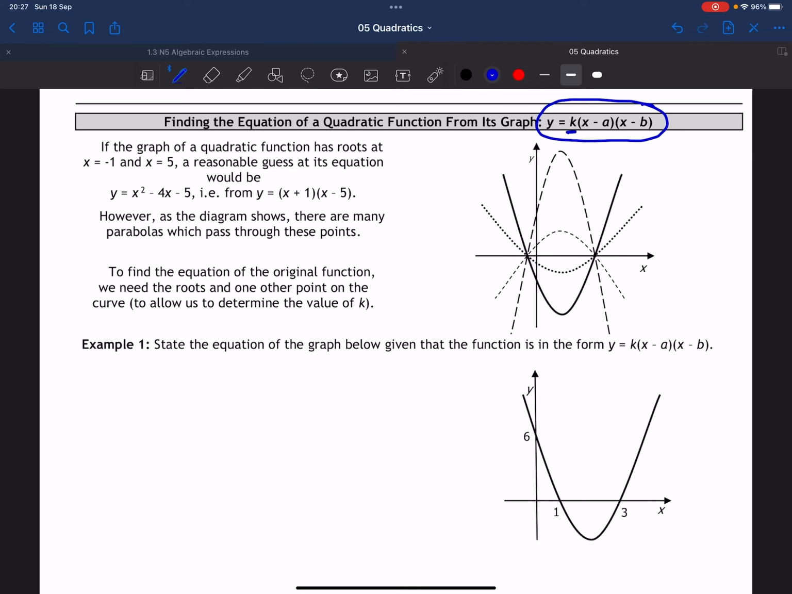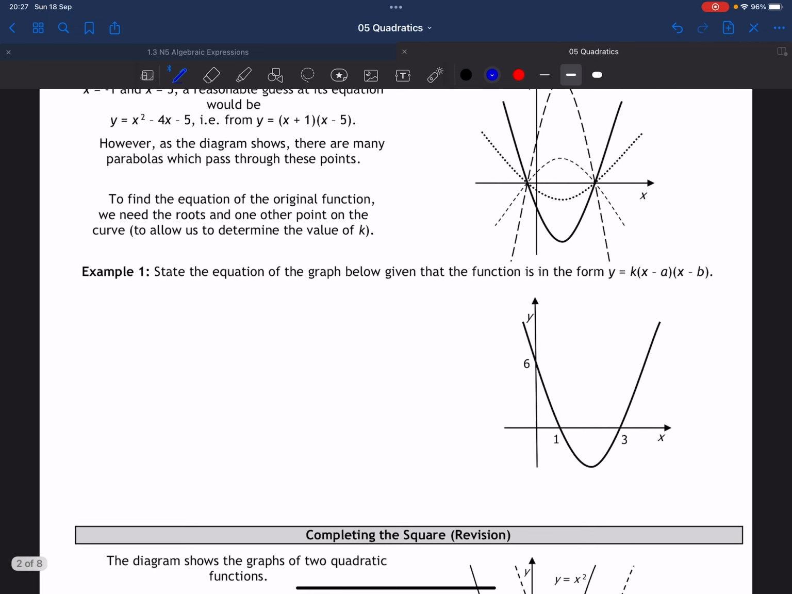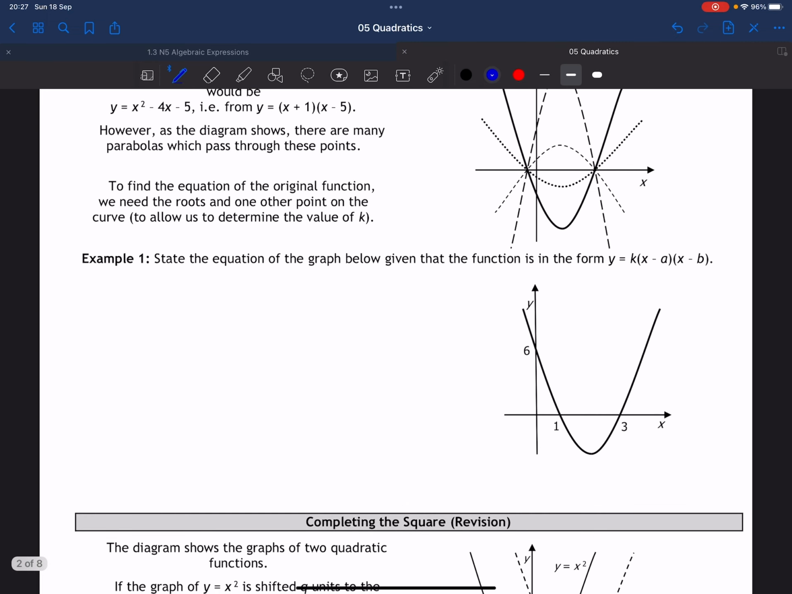So if you're ever asked to state the equation of a graph from the graph, you'll be given three things. You'll be told where it cuts through the x-axis, the two roots, and you'll also be told another point on the curve. Now in example 1 here, that example is the y-intercept. It doesn't have to be that. It could be any other point on the curve. Okay, so let's go ahead and state the equation of this graph then.